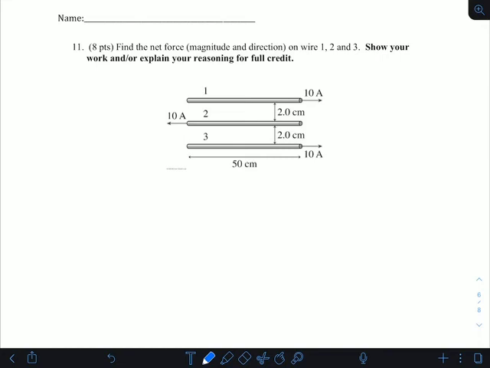So this is the third Test 2 Solutions video, and we're starting with question number 11. Here we have three parallel current wires, and each is carrying the same current, which I'm going to say is I for all of them, and it's 10 amps. They're also evenly spaced, so I'm going to call this even spacing R, which is 2 centimeters, which is 0.02 meters.